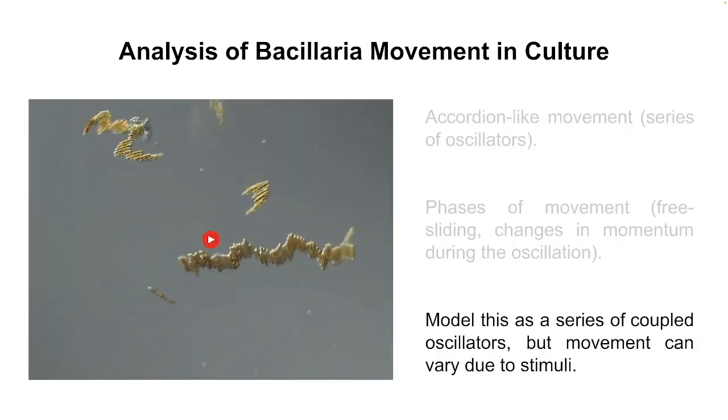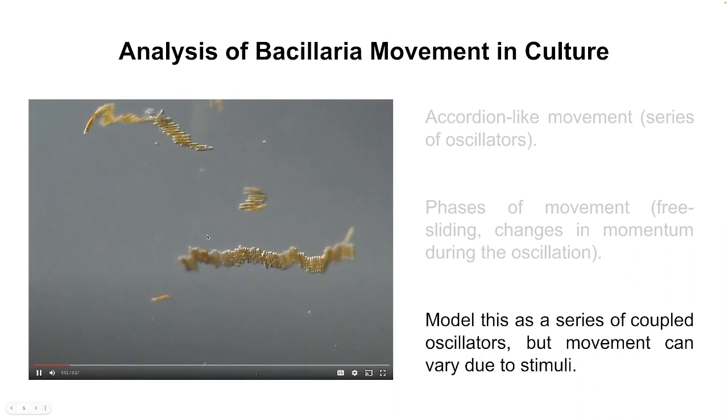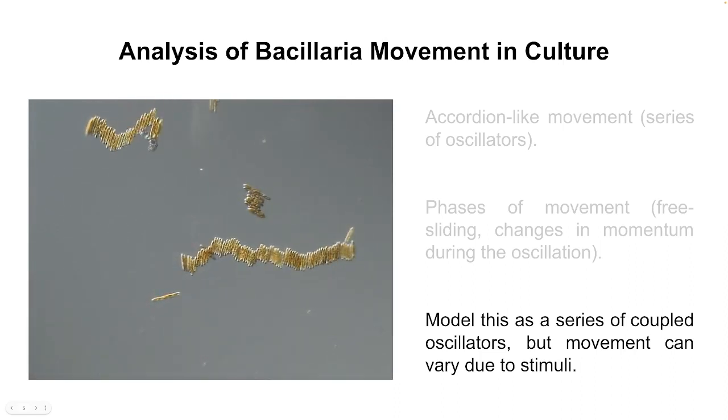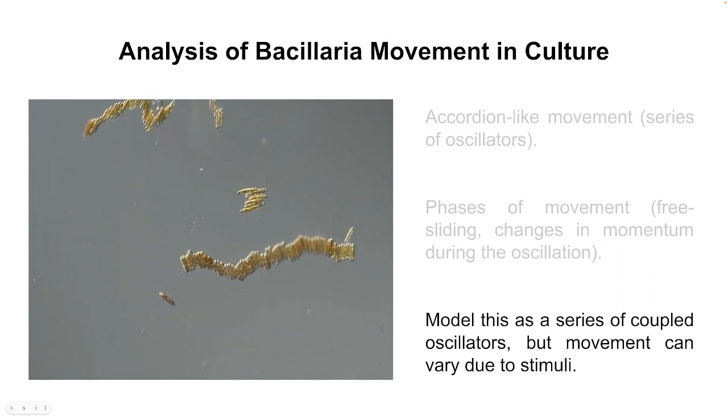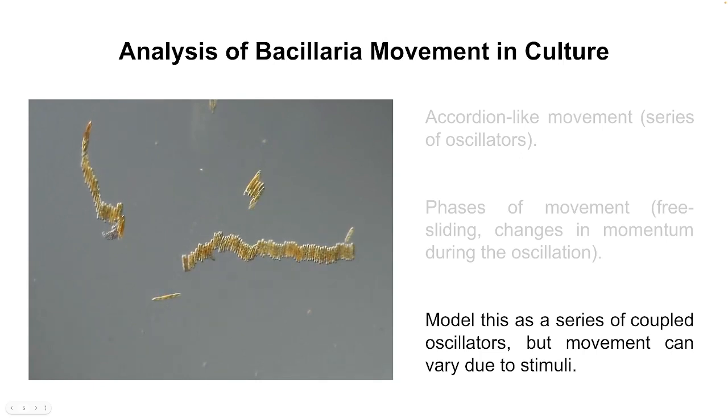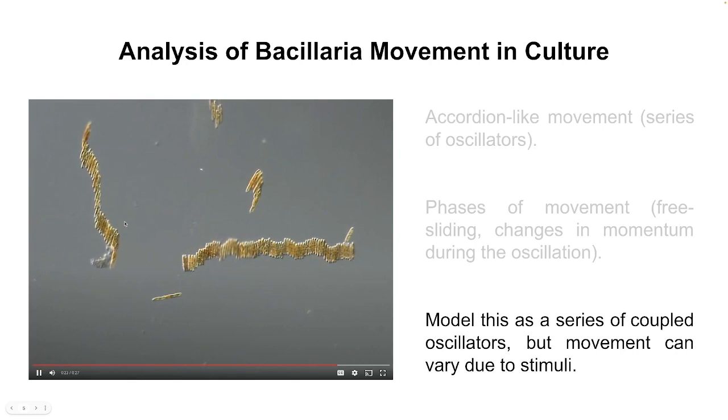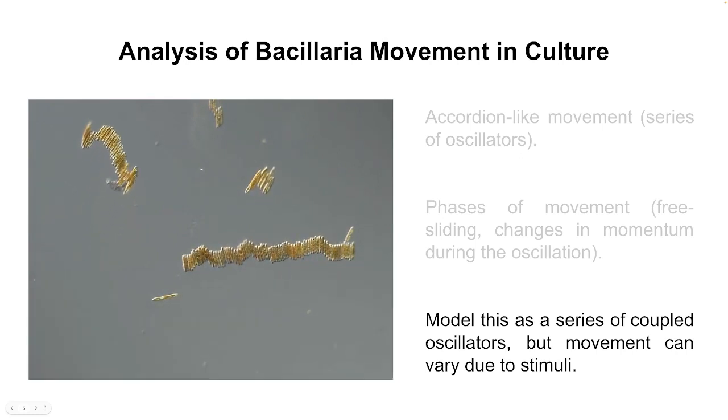So we can also model this as a series, a couple of oscillators, and this was an idealized version of it. But we also have, this looks a little bit more like what you would see in the wild. So that pure oscillation isn't the only behavior that's going on. Sometimes the movement can vary due to stimuli. And we're not varying the stimuli here, but sometimes these colonies will become quiescent, or they'll change their rate of oscillation based on the amount of light that they encounter, based on their chemical environment, and so on.